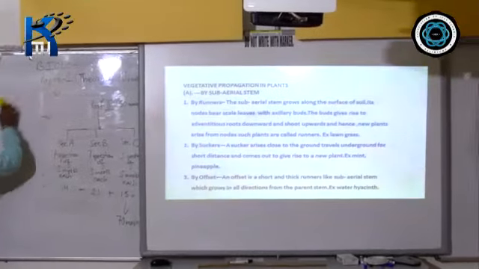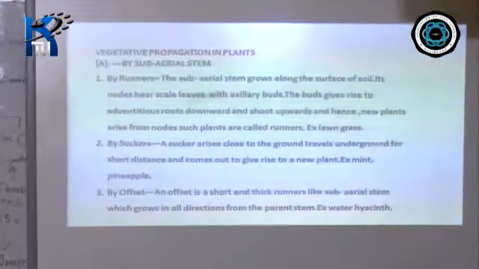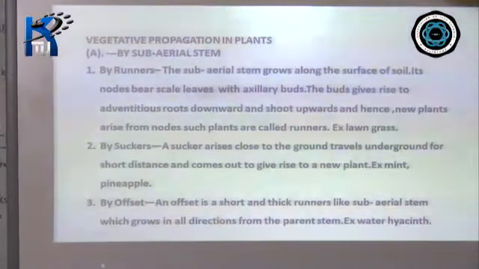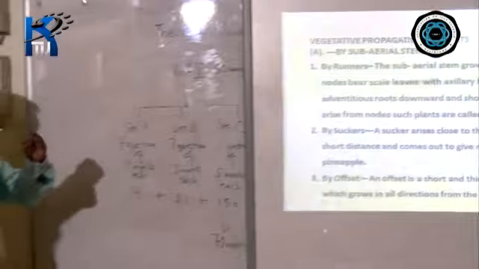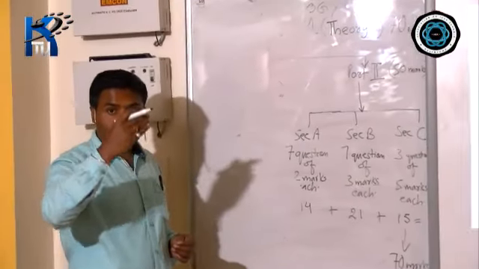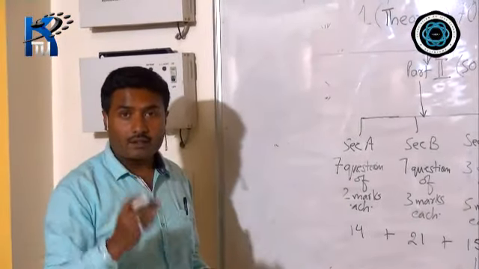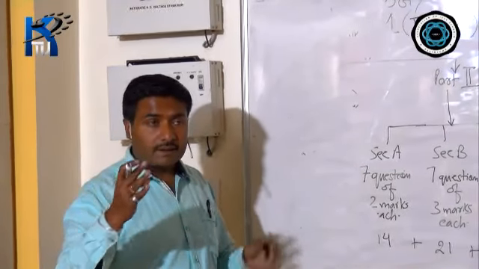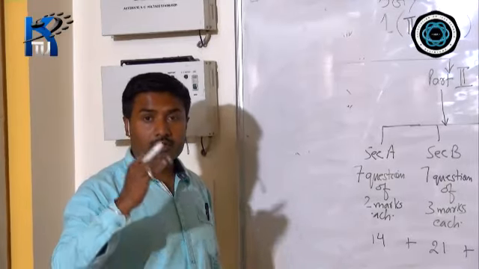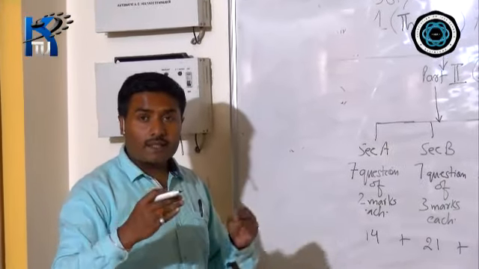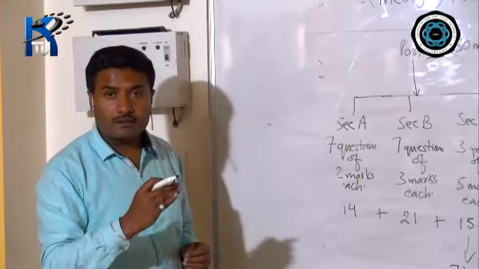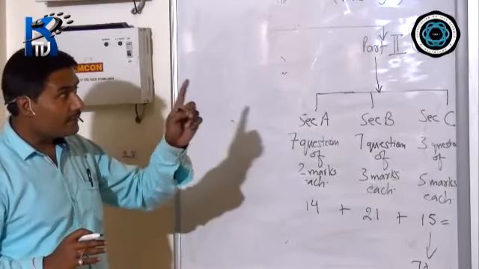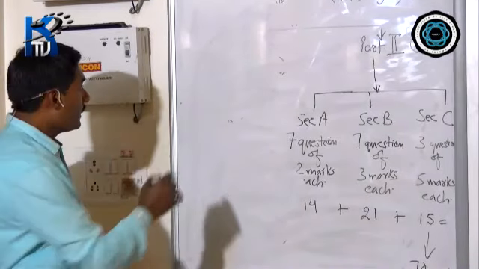Vegetative means the part of the plant which can be used for reproducing, that means producing its own kind, like the root, stem, leaves, the inflorescence. These parts of the plant can be used for propagating. That means we get the offspring from this part. Getting offspring from this part of the plant, you call it vegetative propagation.